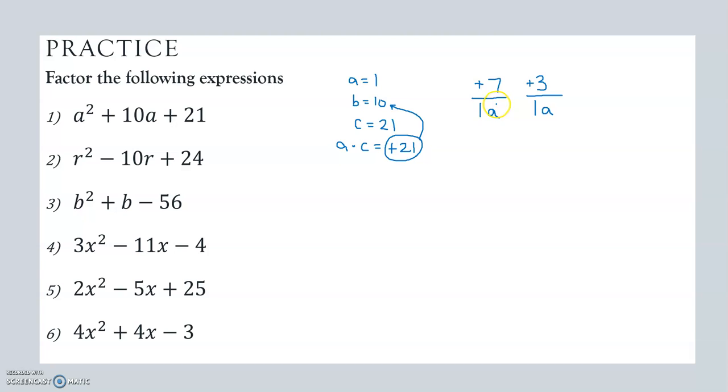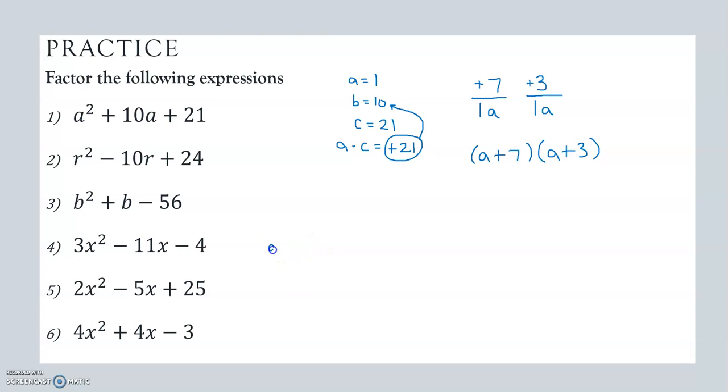Now, I have to simplify these fractions. They are fully simplified, so my final answer is going to be a plus 7 multiplying a plus 3. And that is my final answer for number 1. That is fully factored.